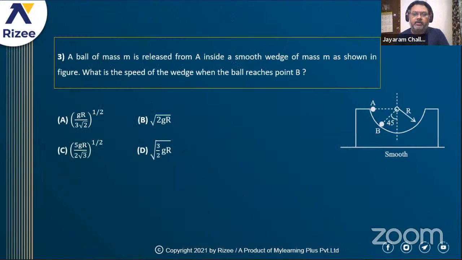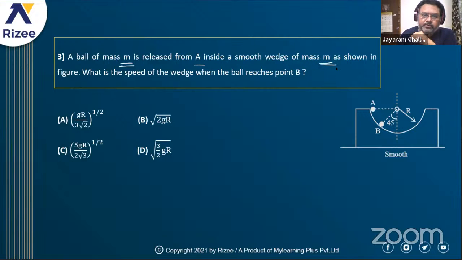Now coming to the third question. This question is based upon the law of conservation of momentum, and that is a major thing because no external force is acting on the system. So let's go through the question carefully. Mass small m is being released from A, on a smooth wedge of mass.